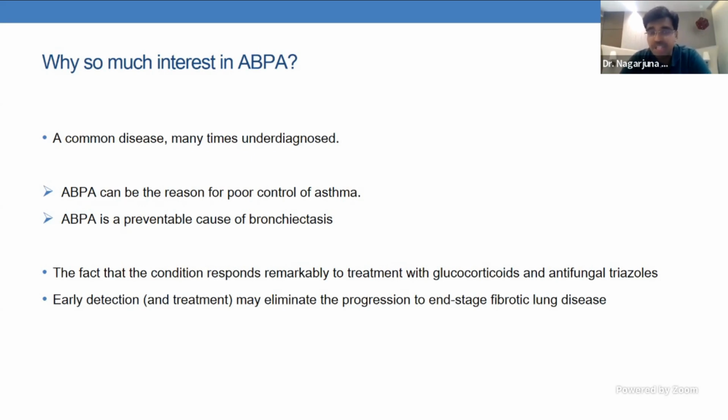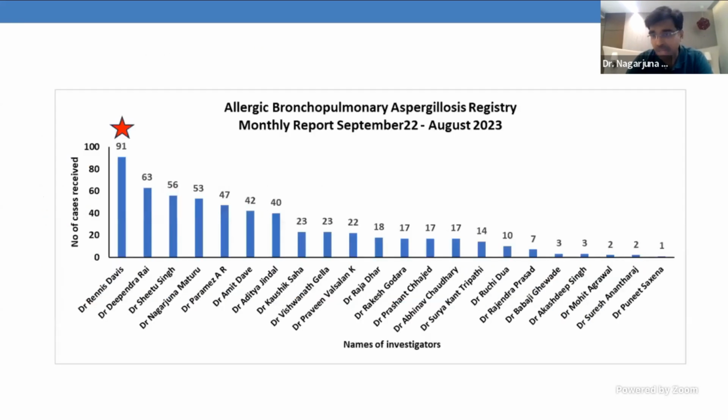So most of us feel that ABPA is not there everywhere, but it is wrong. It is there all over the country. Aspergillus is a ubiquitous fungus, and it is there in every nook and corner of our country. It is just that we have to screen, and we'll pick up lots and lots of ABPA. And lastly, that it is a disease for which we have treatment, and treatment actually improves the outcomes. So this is the reason why it is important for us to learn about ABPA, how to diagnose.